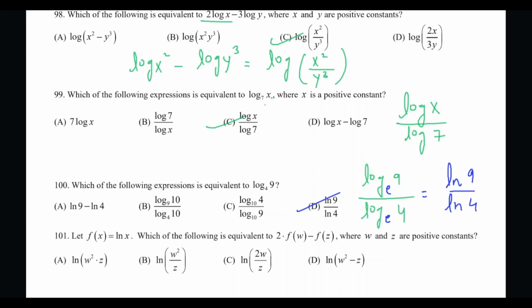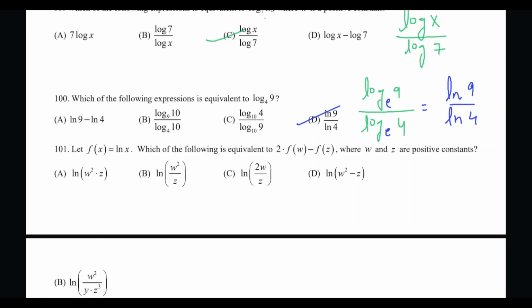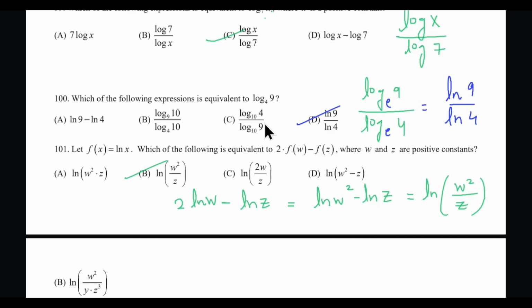Okay. If f(x) is ln x, then what is this? So yes, definitely we can do this operation. So that's just going to be 2 times ln w, because f of w is just ln w, minus f of z is just ln z, which is going to be equal to ln w square minus ln z. And ln a minus ln b is ln a over b. That's the formula to condense the log, so it has to be option B.